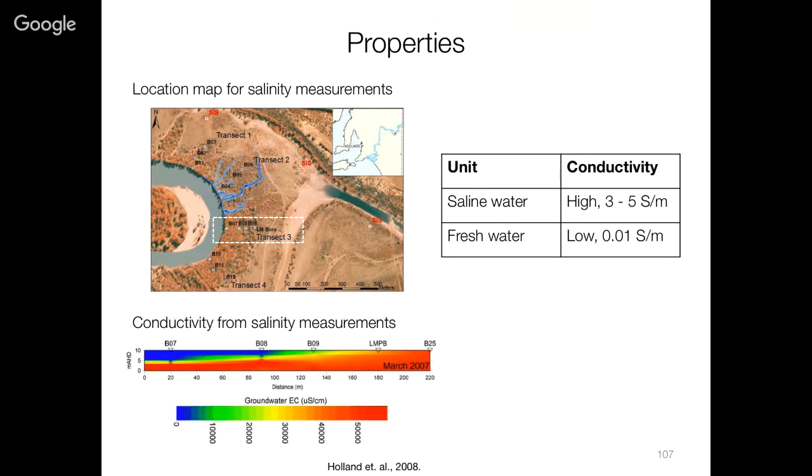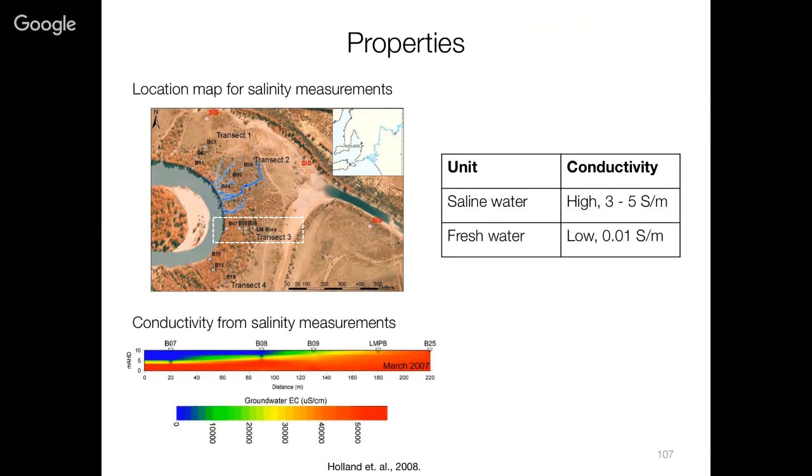So the properties then that are really of interest are electrical conductivity. So we've got the fresh water being resistive, maybe like 100 ohm meters or 0.01 Siemens per meter. And then the saline water being 1 ohm meter, a couple of Siemens per meter. So that's actually quite conductive. And as I said, here was the transect that they were looking at.